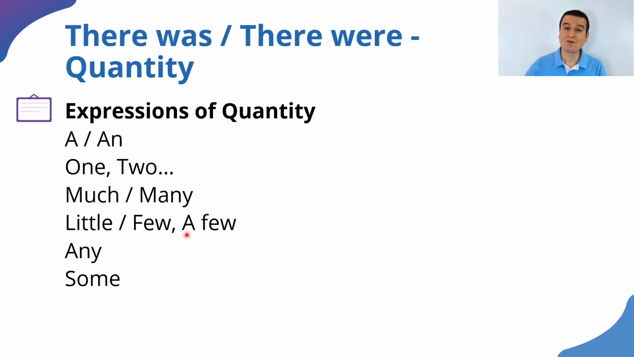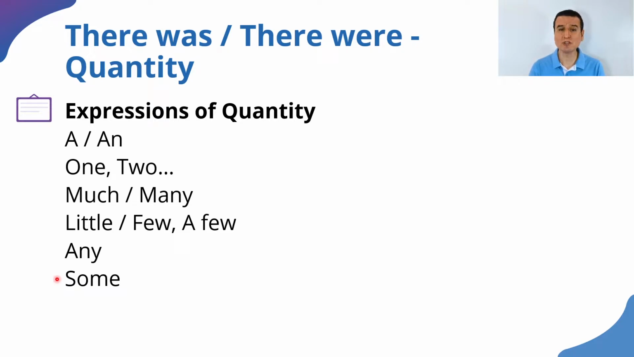All right. For negations and sometimes for questions, we may use any. Like when we say, I don't have, there weren't any people at the concert, or were there any people at the concert? We use any for negations and for questions. I'll show you some examples in a moment. And we may use some also to talk about countable and uncountable nouns. And we can use them with there were and there was.